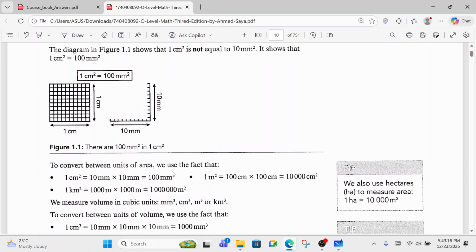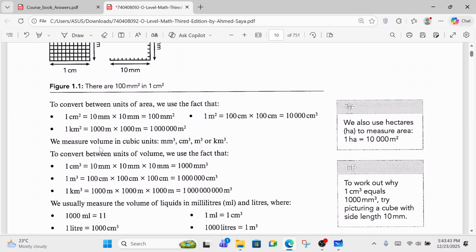To convert between units of area, we use the fact that 1 centimeter square equals 10 millimeter times 10 millimeter, which is equal to 100 millimeter square. 1 kilometer square equals 1000 meter times 1000 meter, which equals 1 million meters square. 1 meter square equals 100 centimeters times 100 centimeters, equals 10,000 centimeters square.